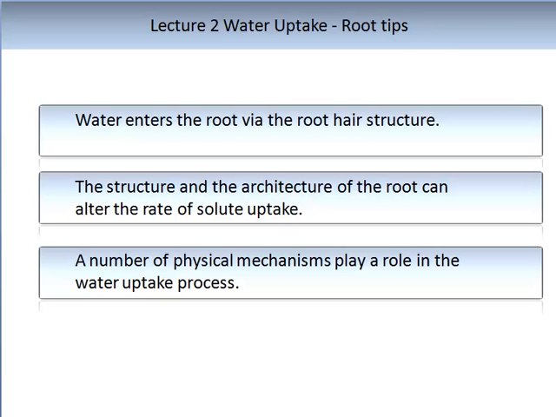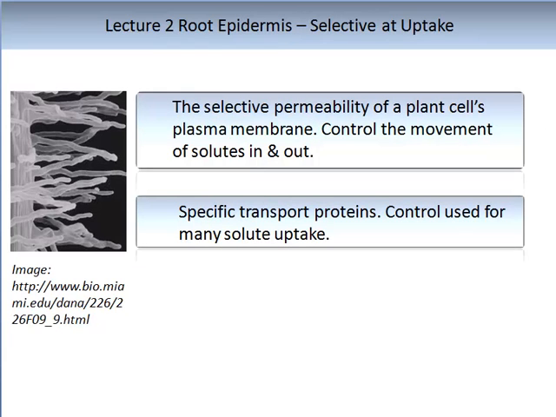So, water enters the root via the root hair structure. The structure and the architecture of the root can alter the rate of solute and water uptake. A number of physical mechanisms play a role in the water uptake process, and we will look at these briefly now. Let us start by looking at the selective component of water uptake in plants.